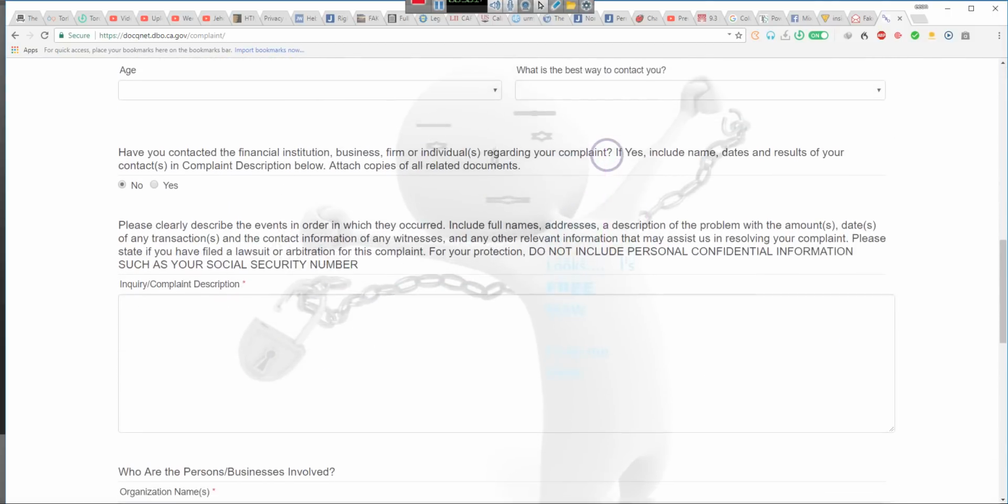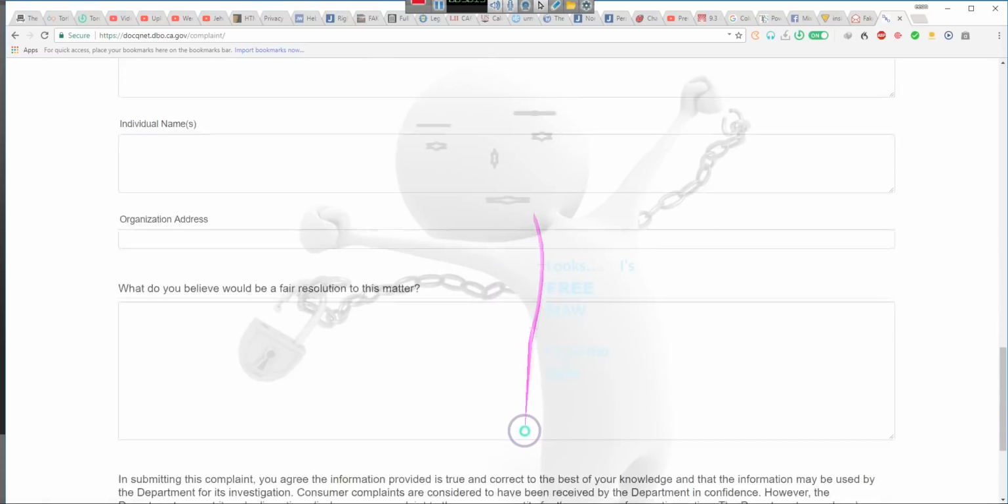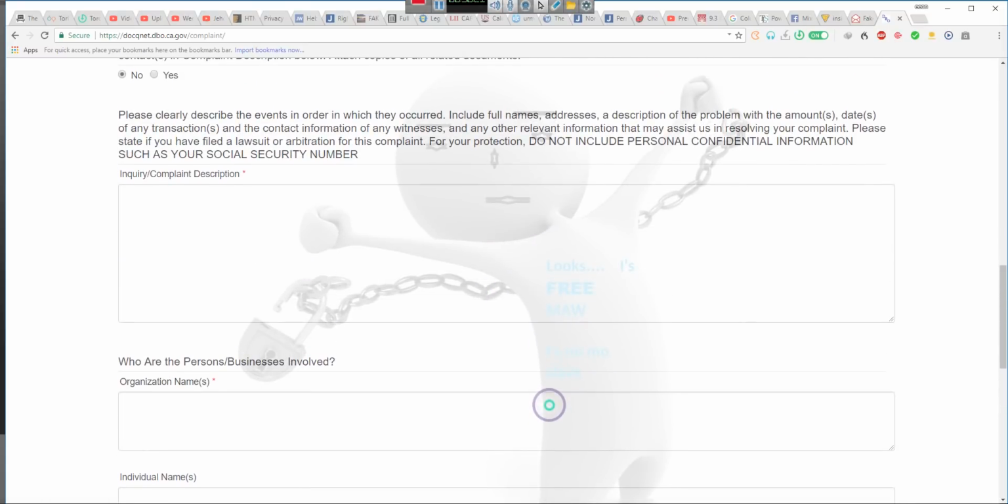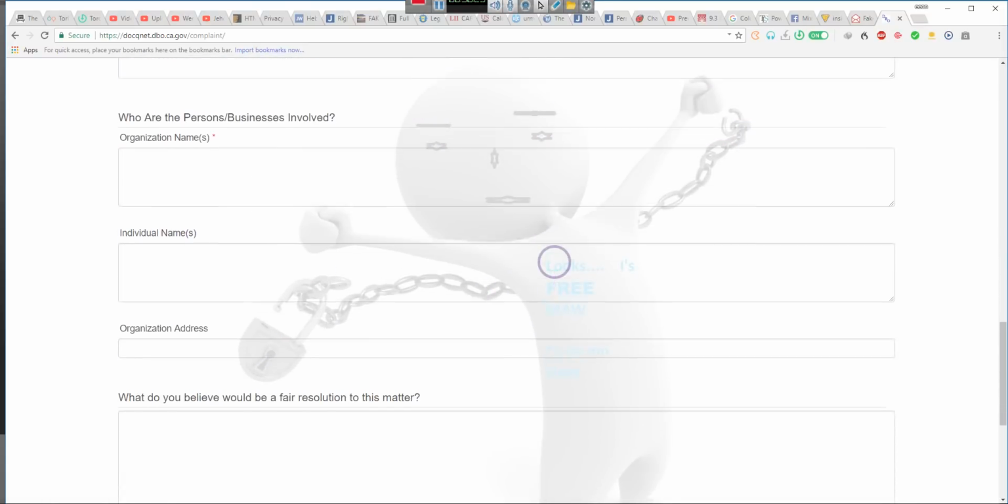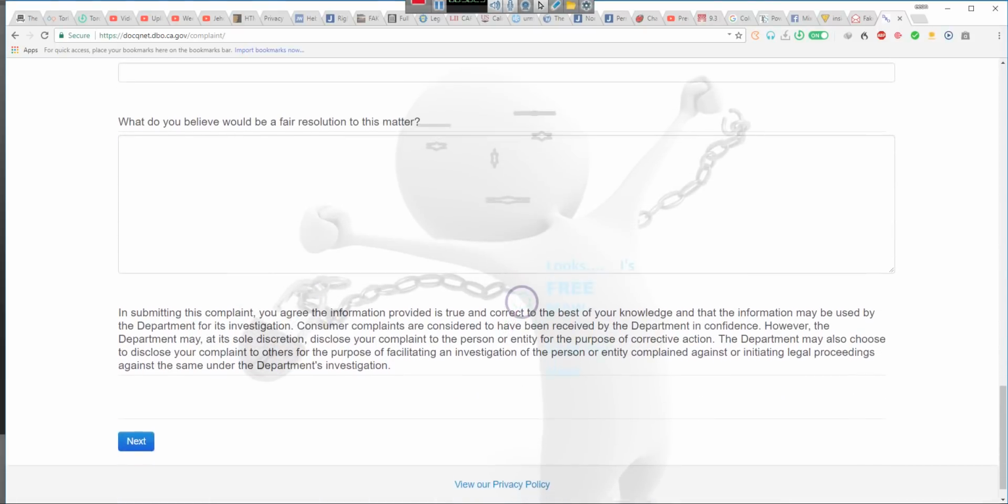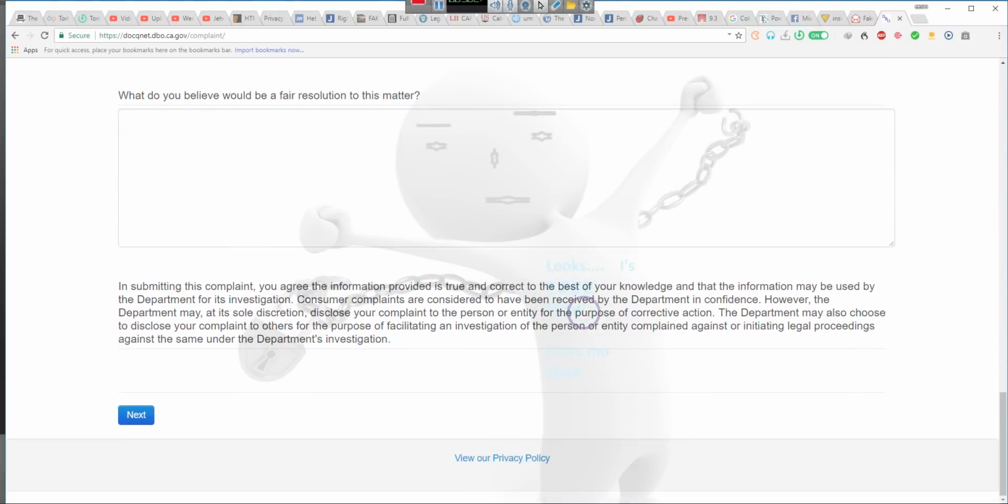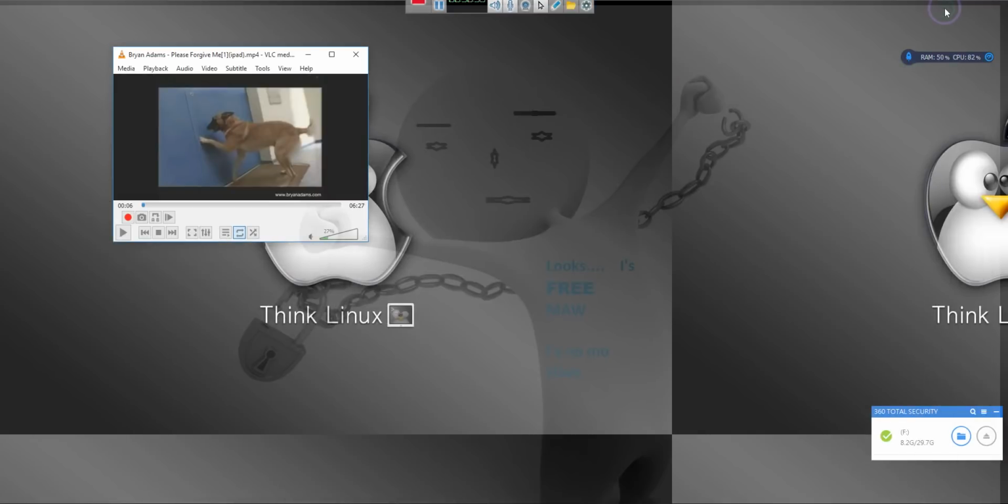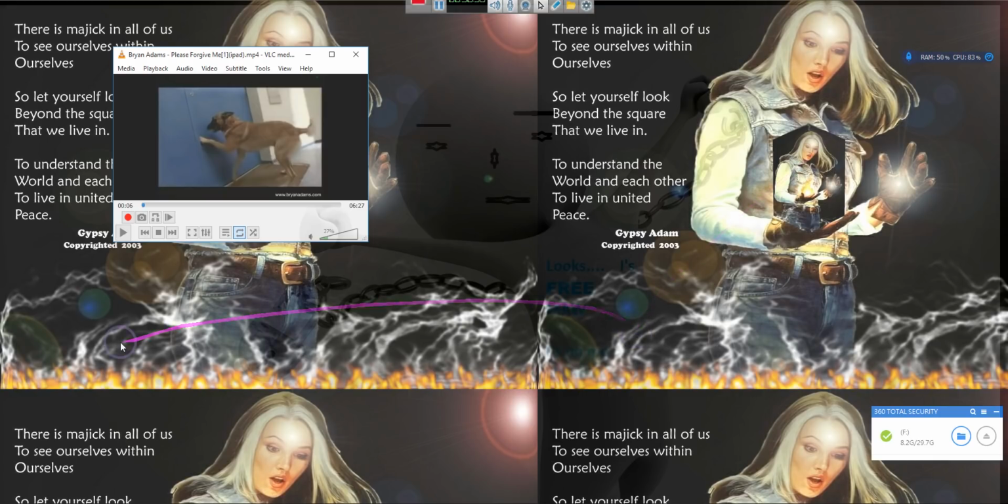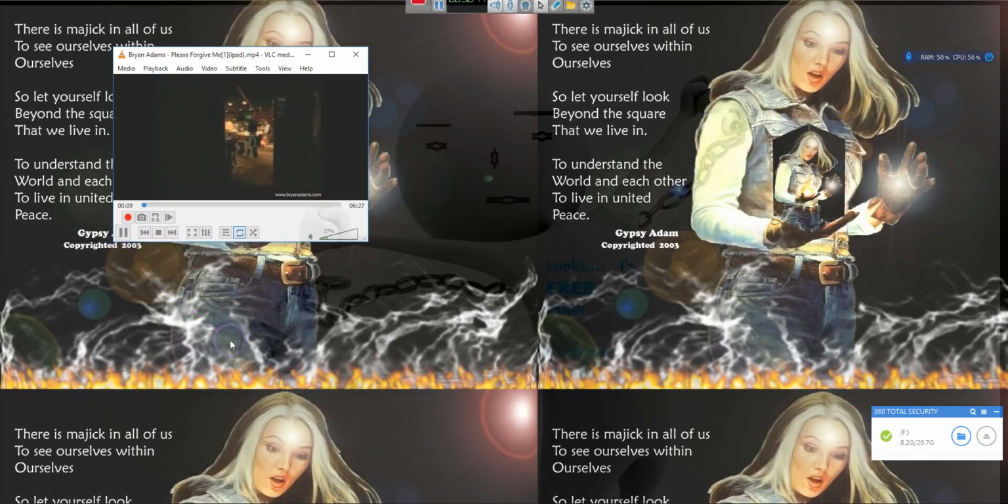And this is how simple the application is, and you get to put in, are there limitations on characters? I don't see any limitation on characters, so we get to explain everything, and then we get to click next. So there you go. Each one of you, this should be your main mission right now, is to file a complaint for each one of the properties you've lost, each one of the properties you've had. You should be filing a complaint, okay?